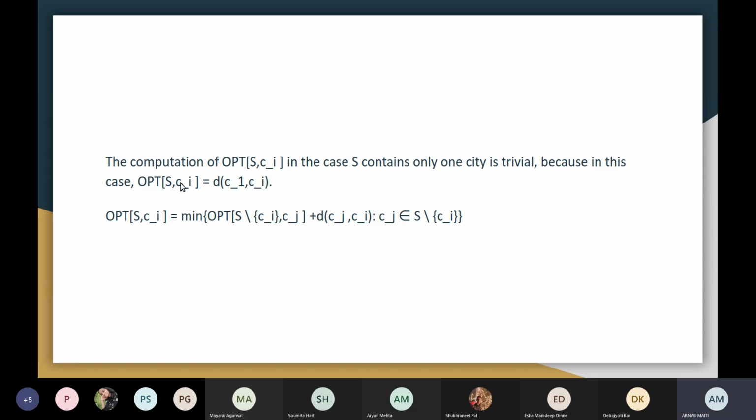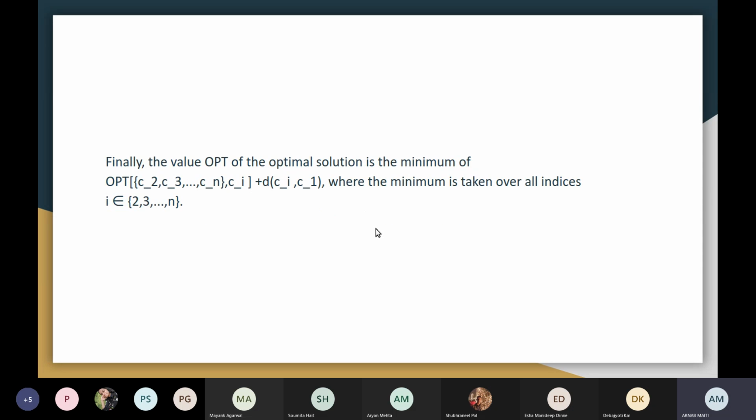The base case is quite simple. If you have just one city in S, which is Ci, then obviously it's nothing but the distance between C1 and Ci. So this is the recursive equation. And as Manideep told, this is how we calculate the OPT value, the optimal solution for the traveling salesman problem. Okay, so I hope it's clear till now.